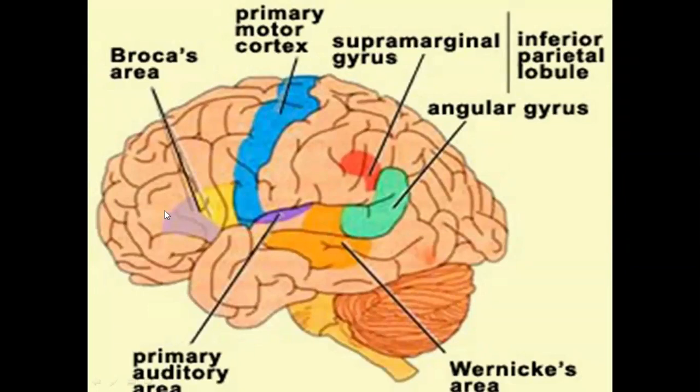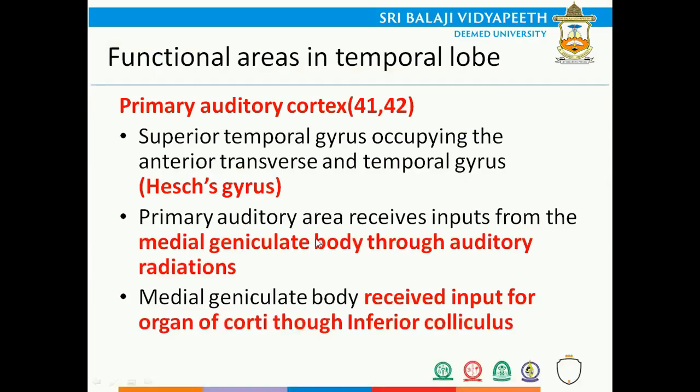So this is the Broca's area which we were talking about. This is the Wernicke's area, which is seen in the temporal lobe. This purplish area is the primary auditory cortex, and this greenish area, which is seen near the lateral sulcus, is the supramarginal and the angular gyrus, which is responsible for all the intelligent and cognitive activities. This is the supramarginal gyrus. So this is the primary motor cortical area. This brown color area is the Wernicke's area.